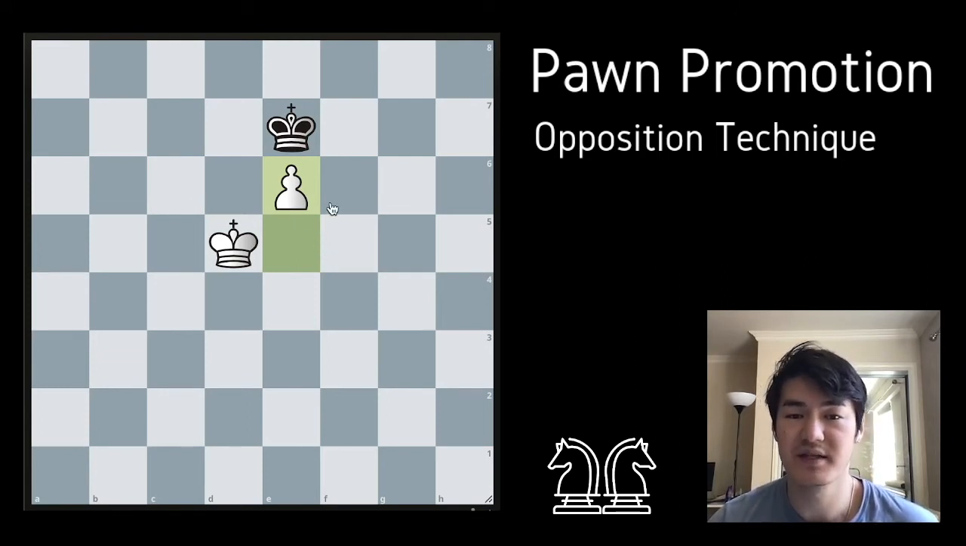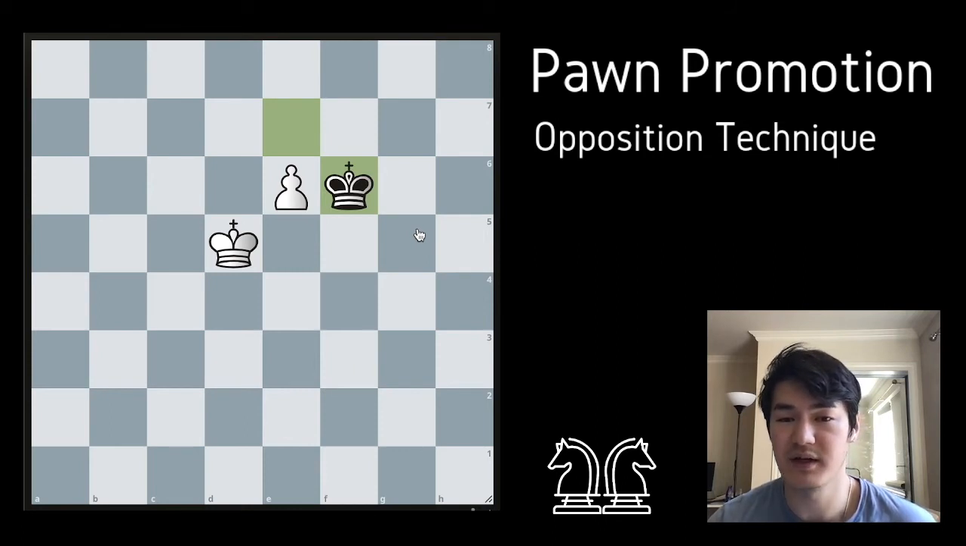But this is where things change. Now, black king actually has 4 different squares. And out of these 4 squares, there's only one move that is good for black. You see, everybody, if the black king goes to f6, white can win the game. I'll give you a second to think about it. What is the best move for white to do?